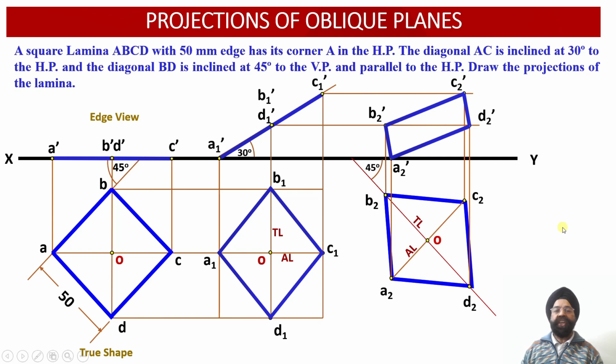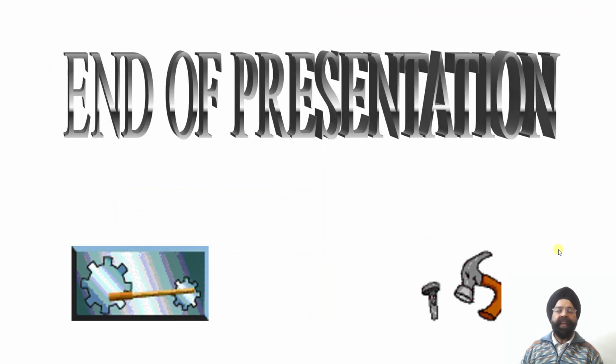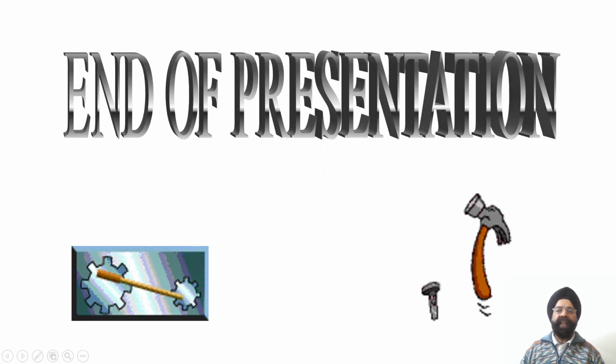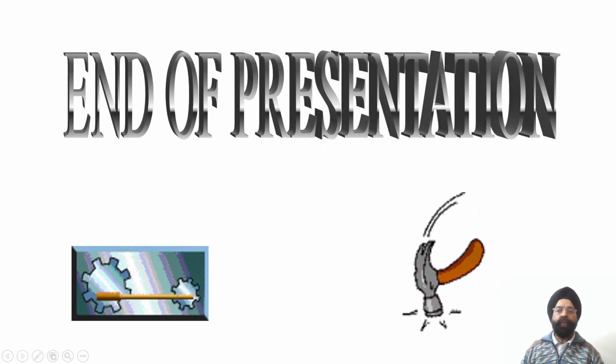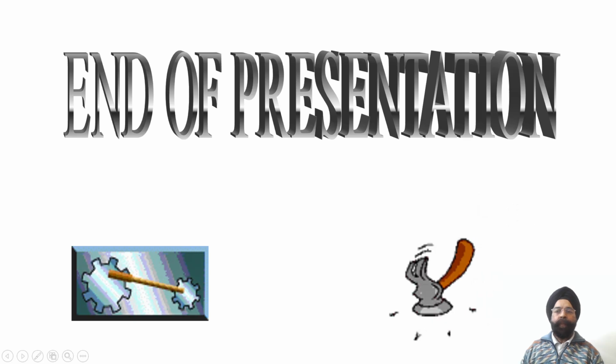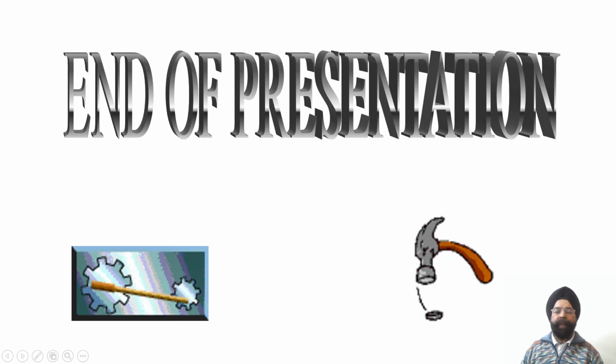So through this discussion, I hope that you would have understood the procedure to evaluate the orthographic projections of an oblique lamina which is inclined to both the reference planes, that is the horizontal plane as well as the vertical plane. So this is all for today. We'll be continuing with further discussion regarding a few more illustrative cases of projections of the planes in the coming lectures.